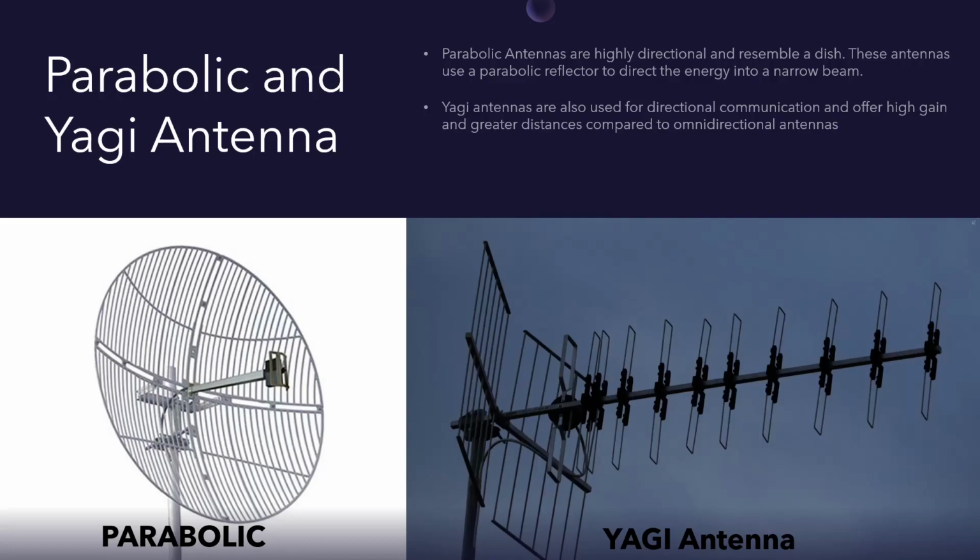And the image to the left is a parabolic antenna, which is highly directional and resembles a dish-like shape. These antennas use a parabolic reflector to direct the energy into a single feed horn, as you can see right here, and this allows for high gain and long distances for signal to focus, making them ideal for something like satellite communication or radar systems.